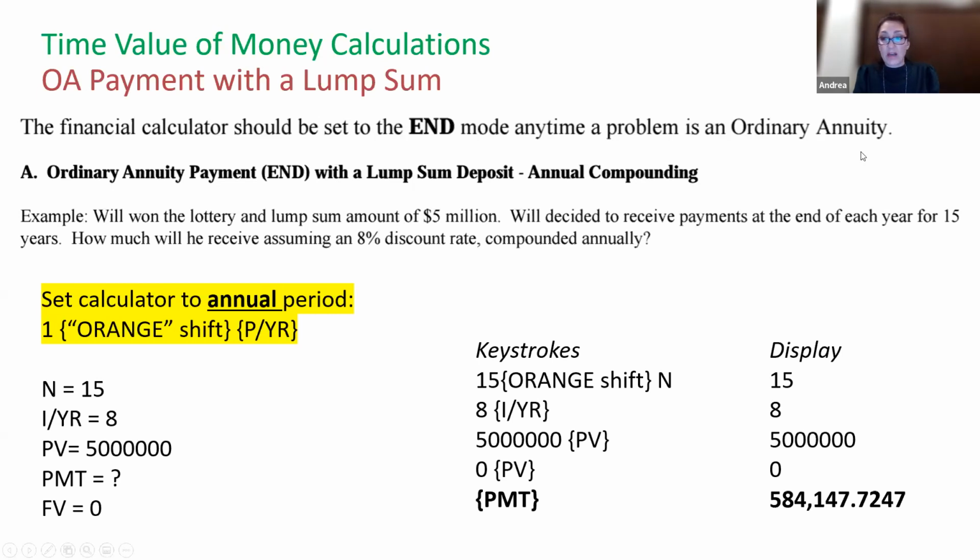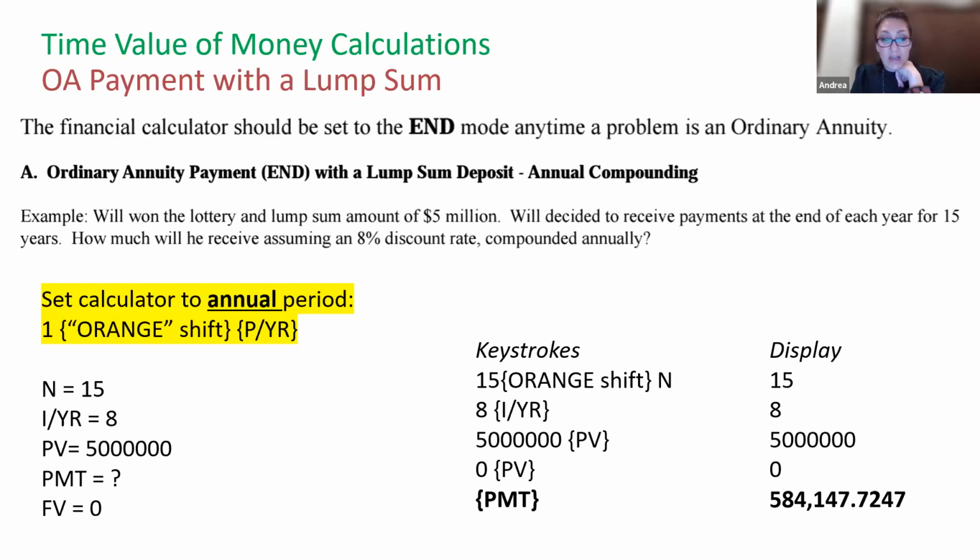So when Ben and I were giving that example, if you have an annuity and it doesn't tell you when they're receiving the payments, always assume that it's going to be at the beginning of the time period. But in this particular question, they specifically tell you that the payments are going to be at the end of each year. Okay, so how much will he receive assuming an 8% discount rate or an 8% rate of return compounded annually?